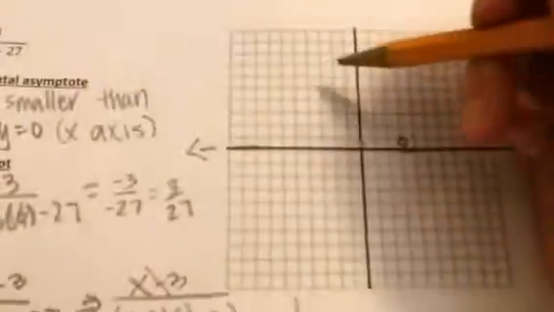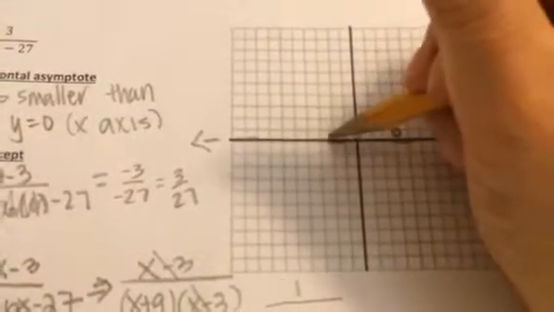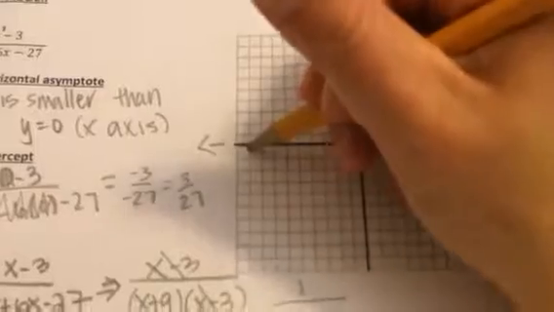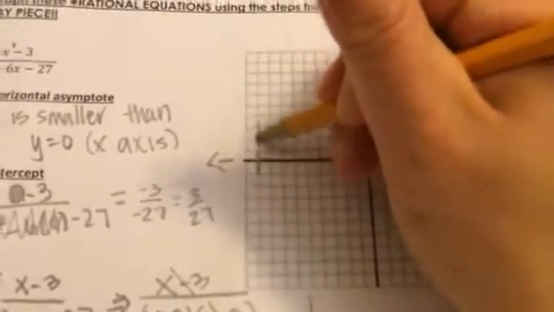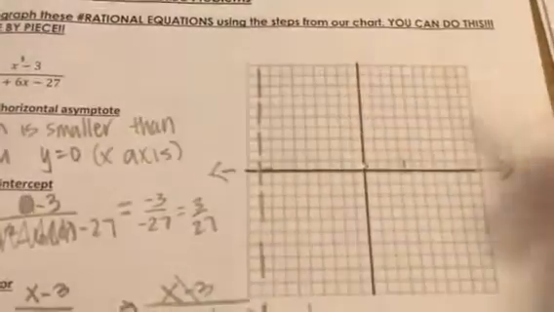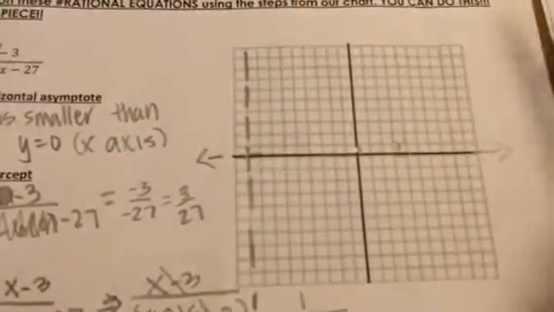So I'm going to go here when x is -9. 1, 2, 3, 4, 5, 6, 7, 8, 9, right here. And then draw a dashed line this way. So now this one goes a little off the graph. It's not the end of the world.